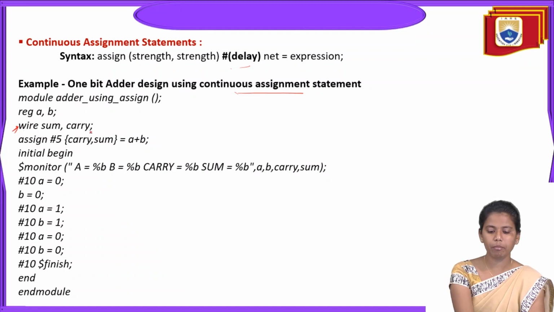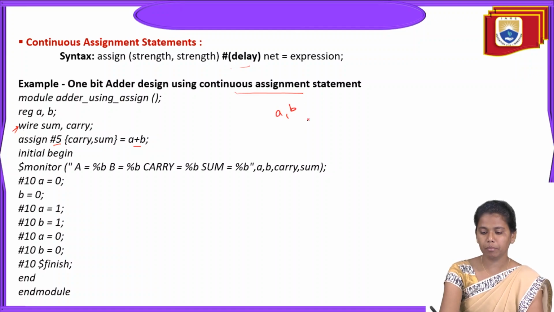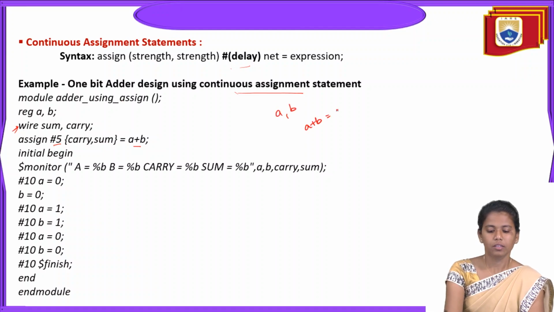So A and B, and my output is sum and carry, and assign with 5 nanoseconds of delay. I am observing sum and carry, which is A plus B. The adder itself is nothing but we are going to add both A and B, right? So A plus B. And now initial.